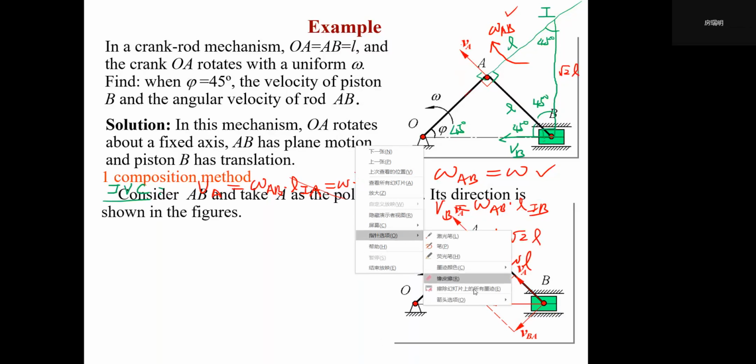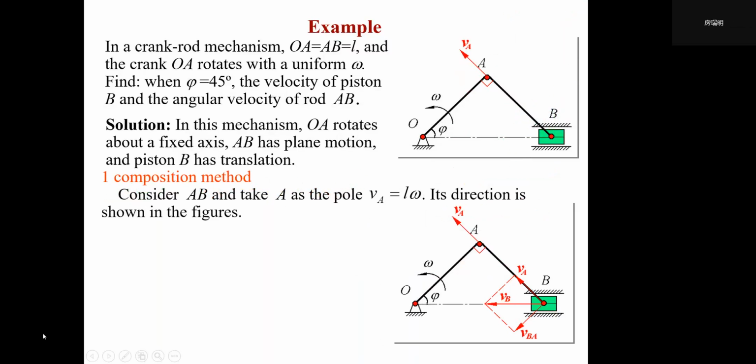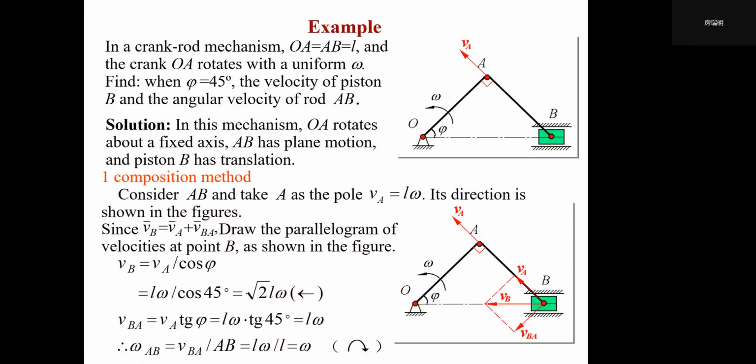So maybe I will show you guys the answer of this slide. The first, composition method: consider AB and take A as pole. So we have VA equal omega L. Its direction is shown in these figures. So actually, I'm repeating the process of how to use the composition method. First we give VB, then we give the pole velocity VA here. And we should make sure VB is on the diagonal position of this parallelogram. Then VBA has to be along this direction. Then we can find VB equals this, and omega AB equals omega, along the CW direction. That's the final result. I have shown you guys before.